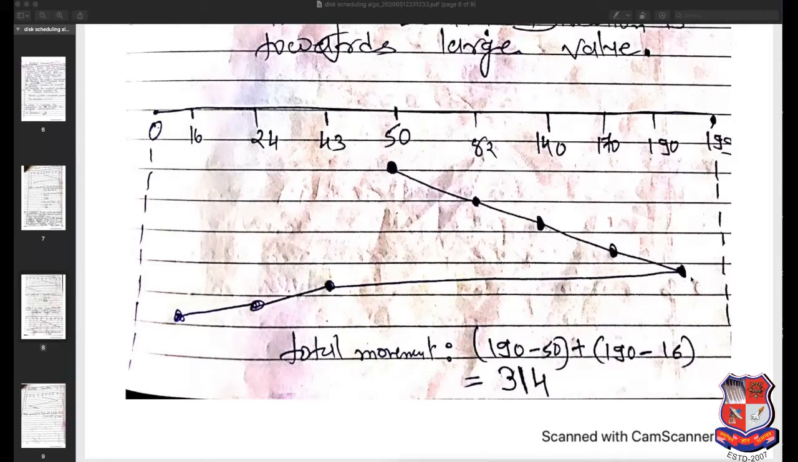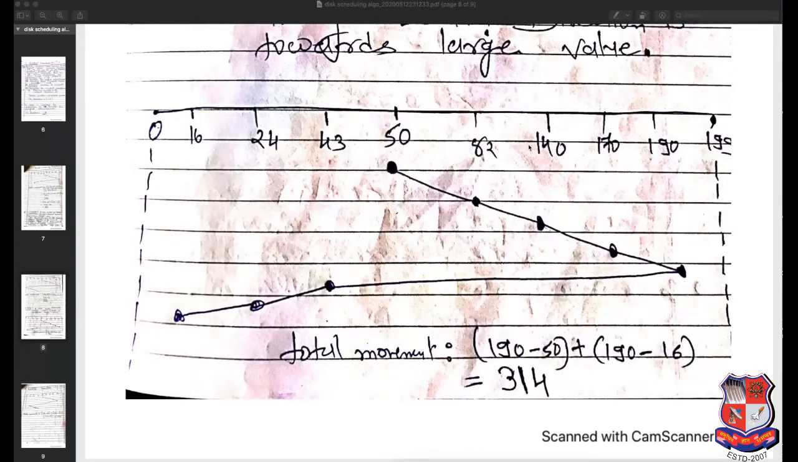There is a difference between SCAN and LOOK. In the SCAN algorithm, we reach the end value, 199 or 0. If we move towards a large value, then we reach one end value, which is 199. If my direction is towards a small value, then the end value we move to is 0.